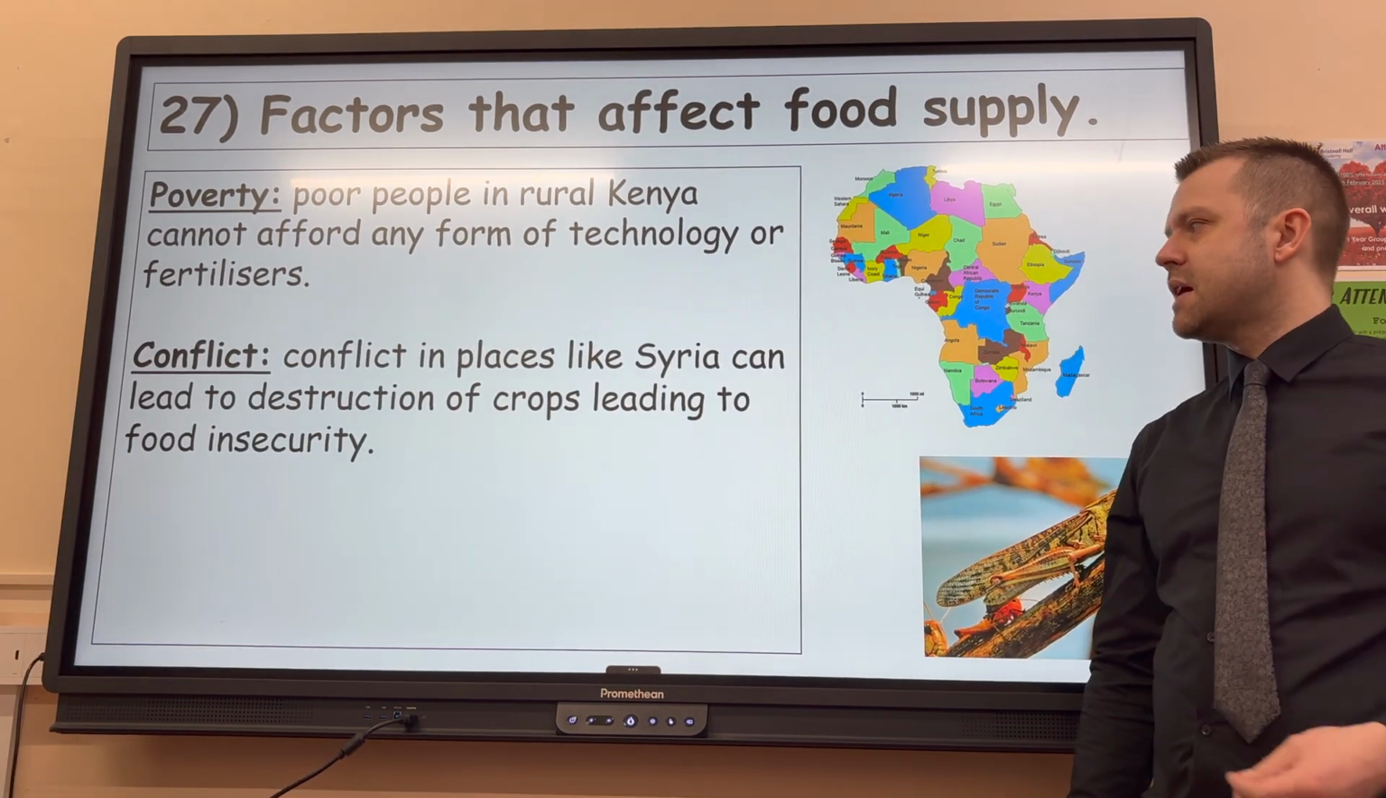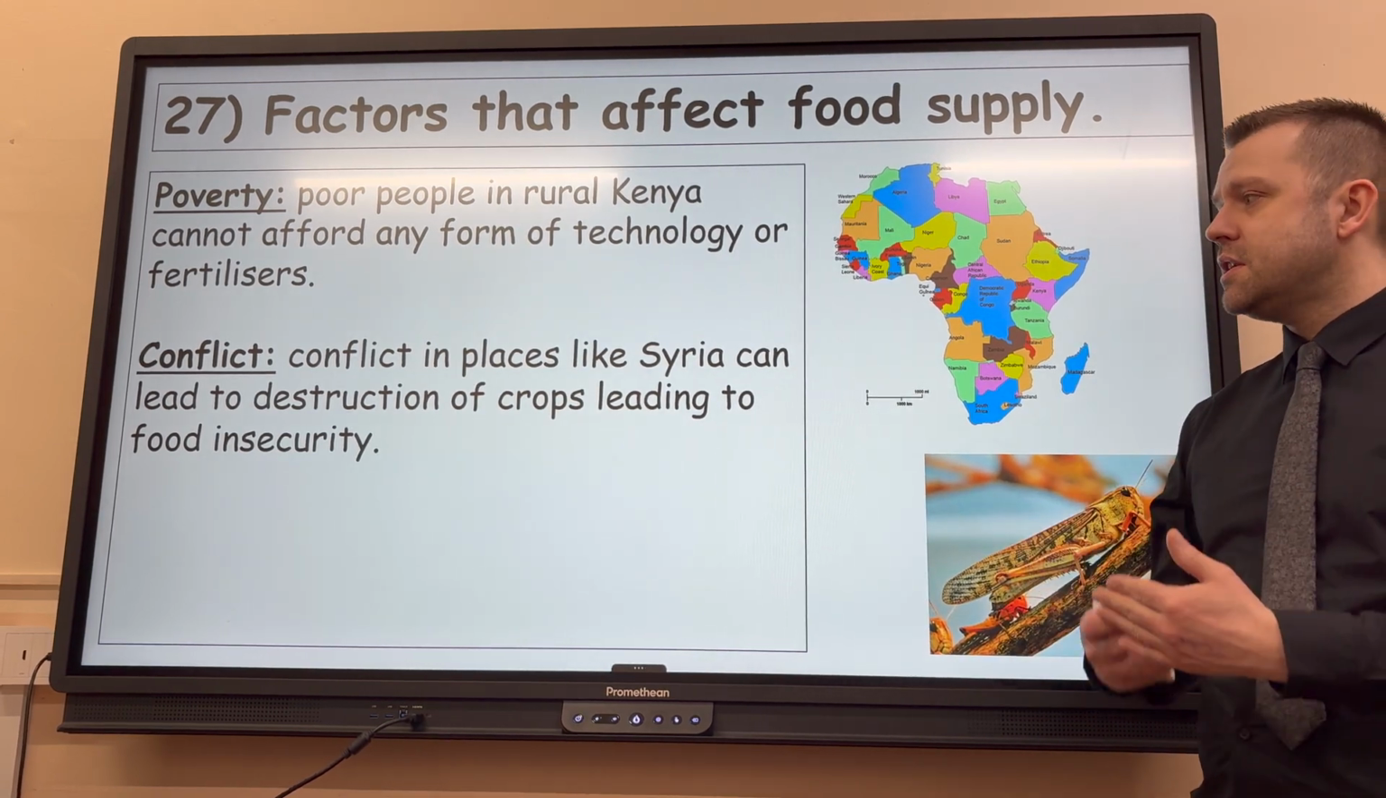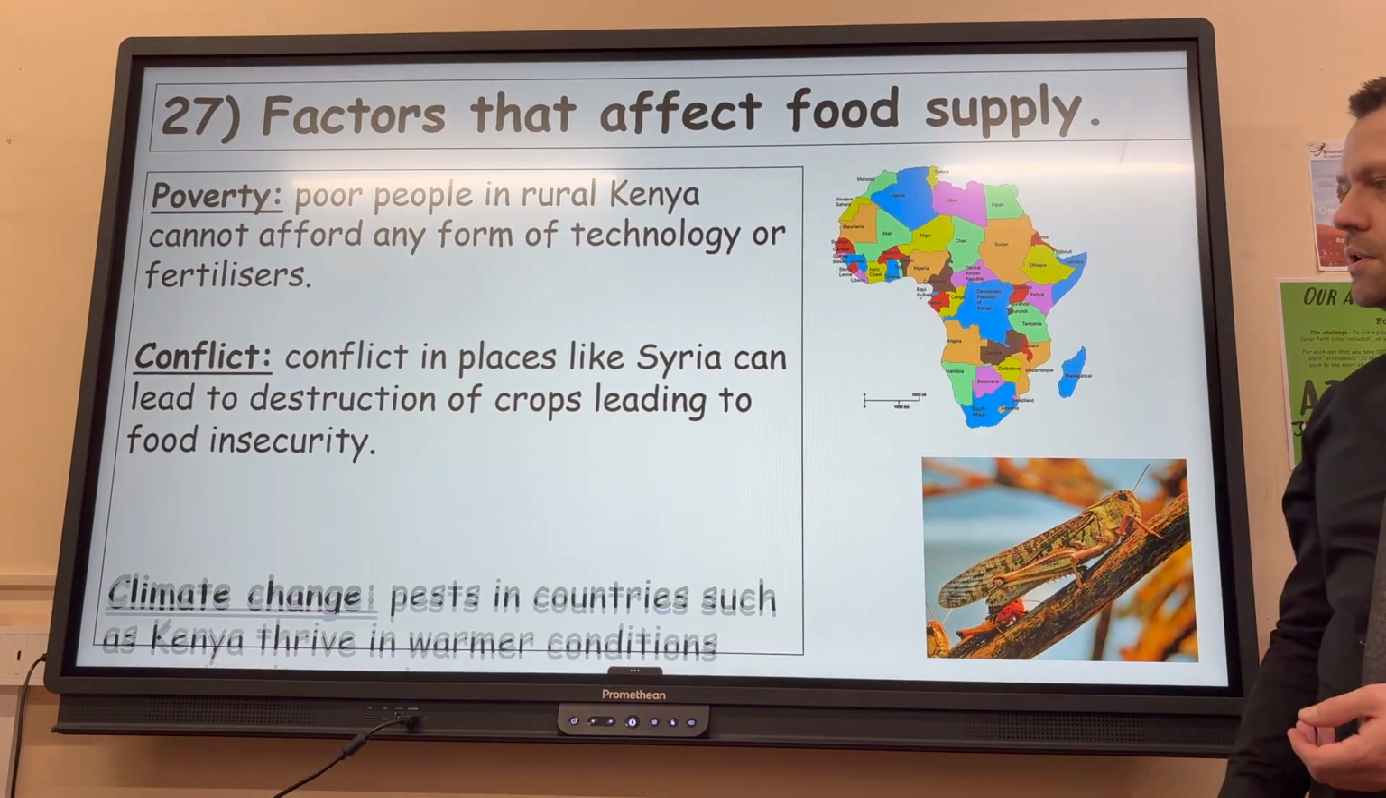Conflict, you could use the example of Syria, and due to opposing forces fighting each other, a lot of the time crops are destroyed and this leads to food insecurity.